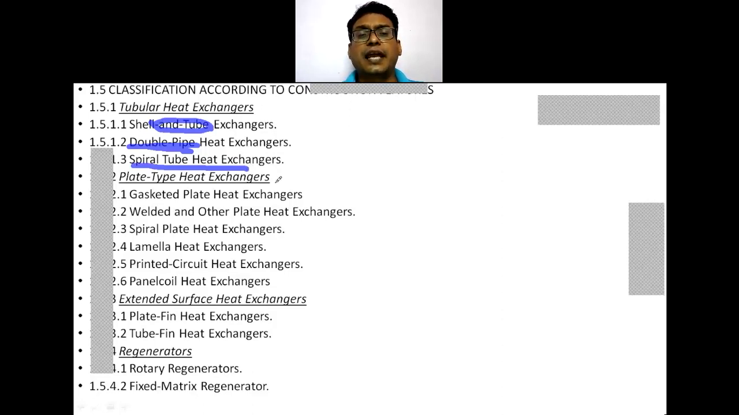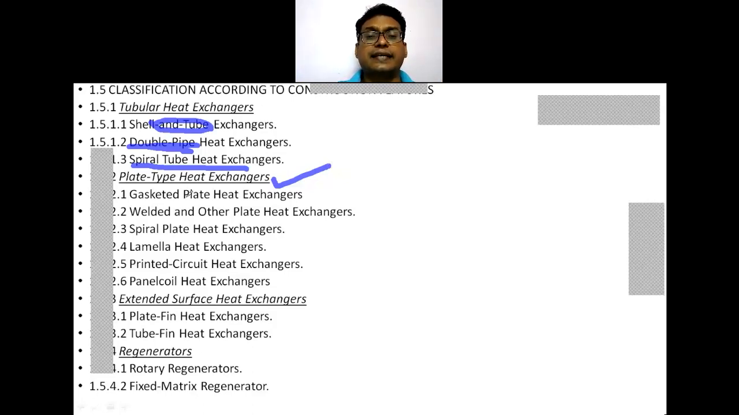Then next is the plate type heat exchanger. Especially plates are used and are separated, and through them one fluid and another fluid pass, with the metal surface of the plate separating the two fluids. In a shell and tube heat exchanger, the tube metal separates the two fluids. In a plate heat exchanger, the plate separates the two fluids.